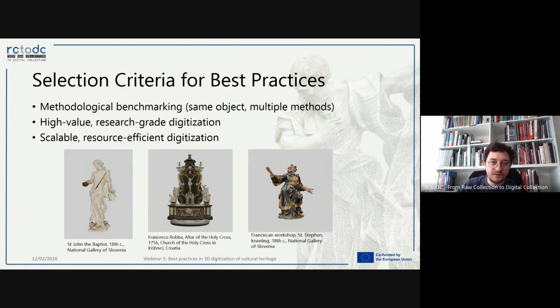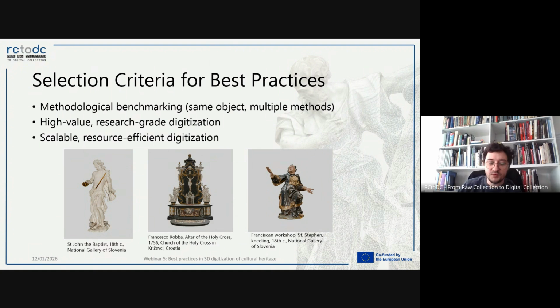The first example demonstrates methodological benchmarking, where the same object is digitized using different methods and technologies. This helps institutions understand how technical choices affect quality, cost, and reuse potential. The second example represents high-value research-grade digitization. These are cases where cultural, historical, or scientific importance justifies a higher investment in accuracy, documentation, and long-term usability.